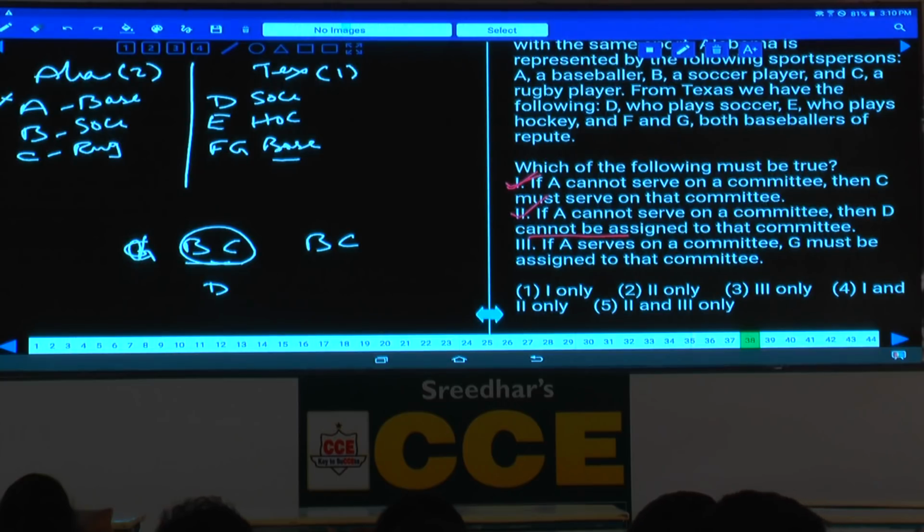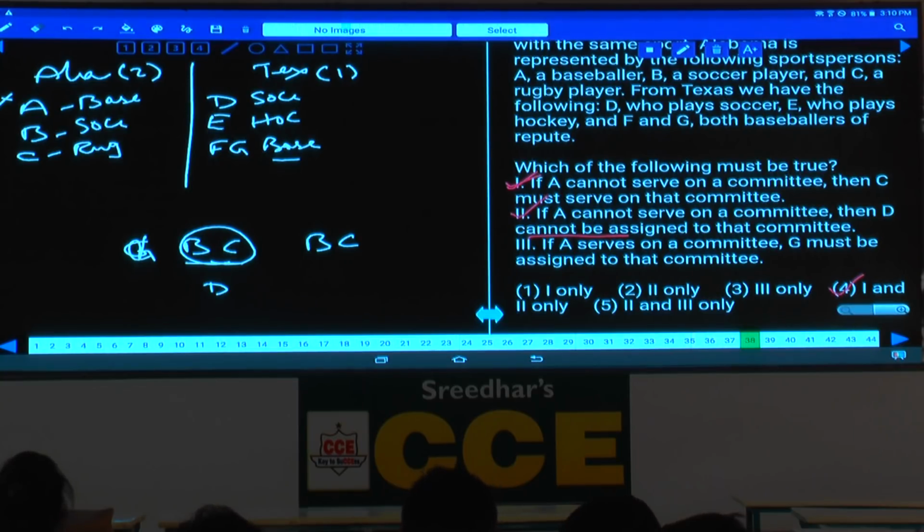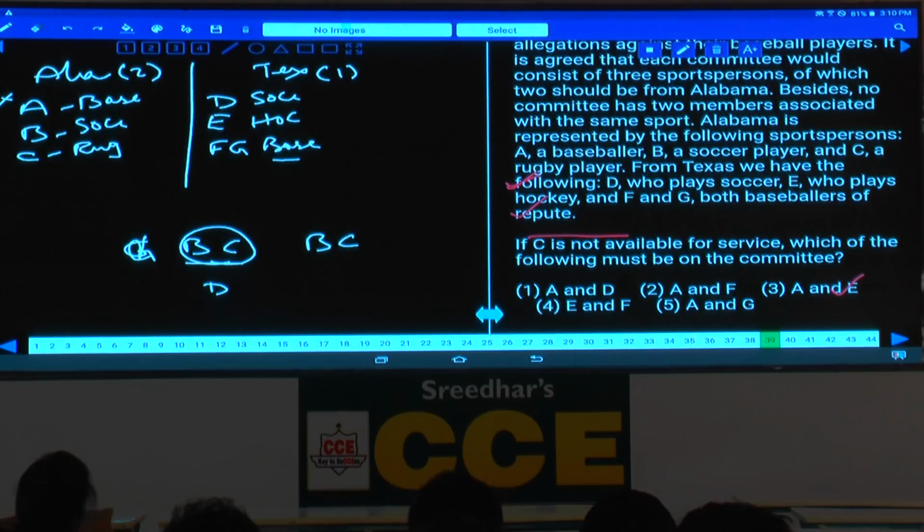Then what is the third one here? If A serves on a committee, G must be there. Whether G must be or not, G should not be. Why? Because A is already baseball, and G is baseball, which is ruled out. Hence only 1 and 2, choice 4. 38.